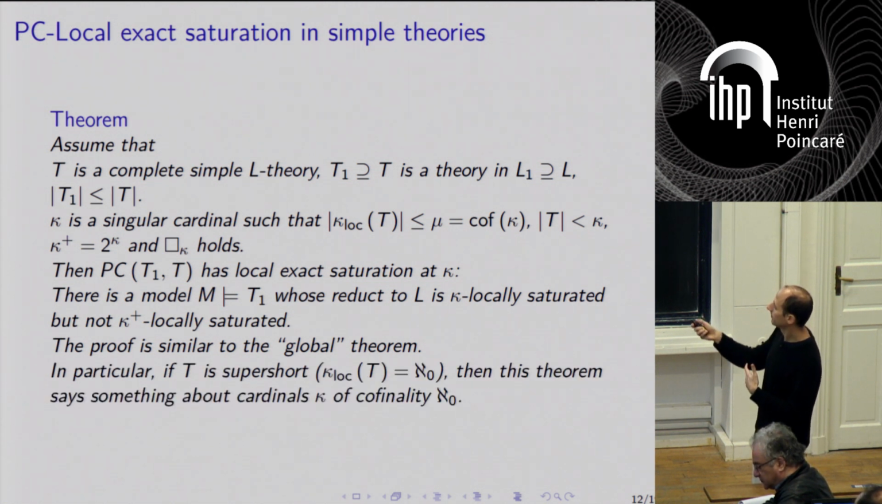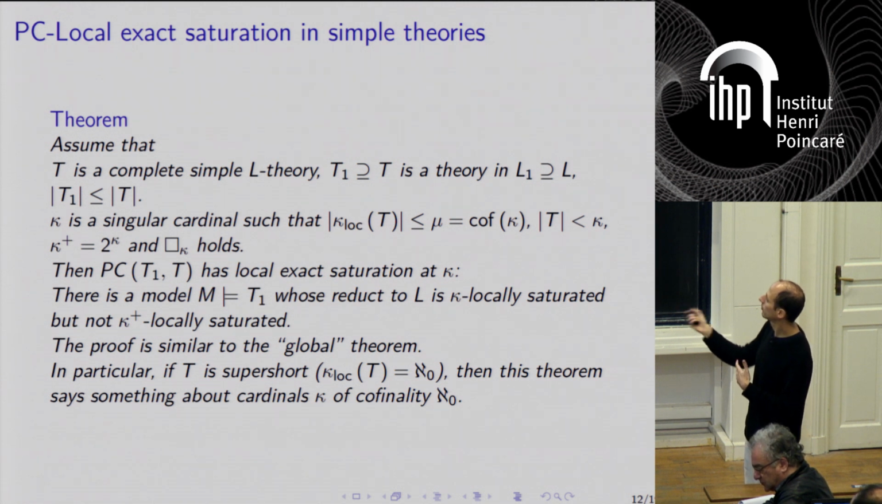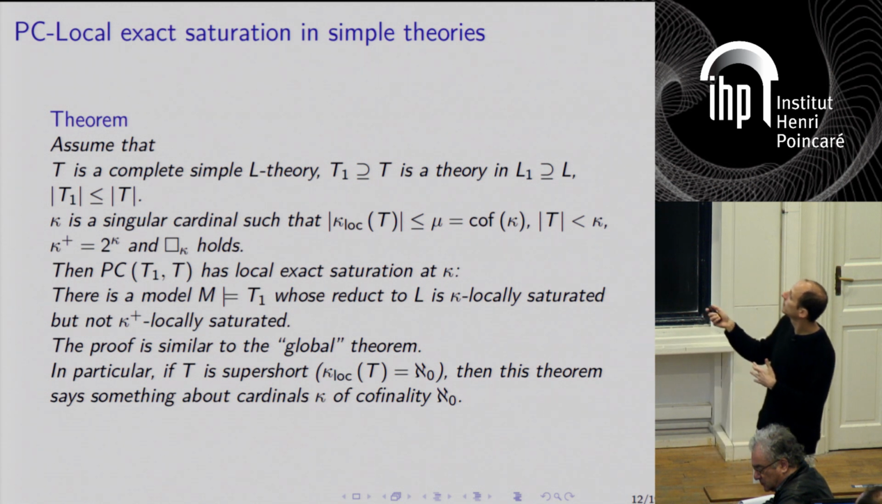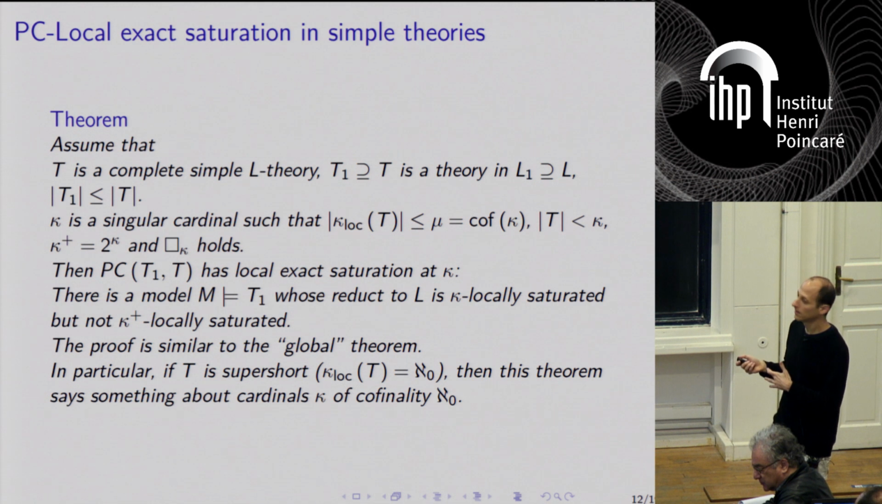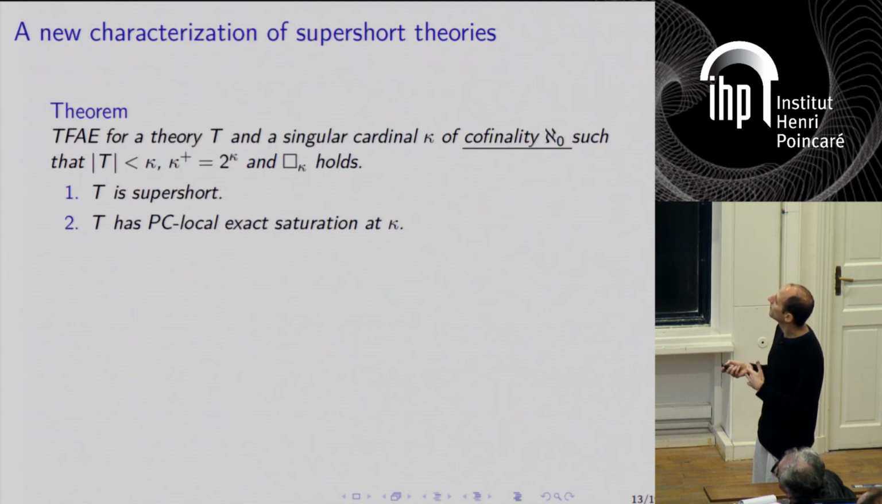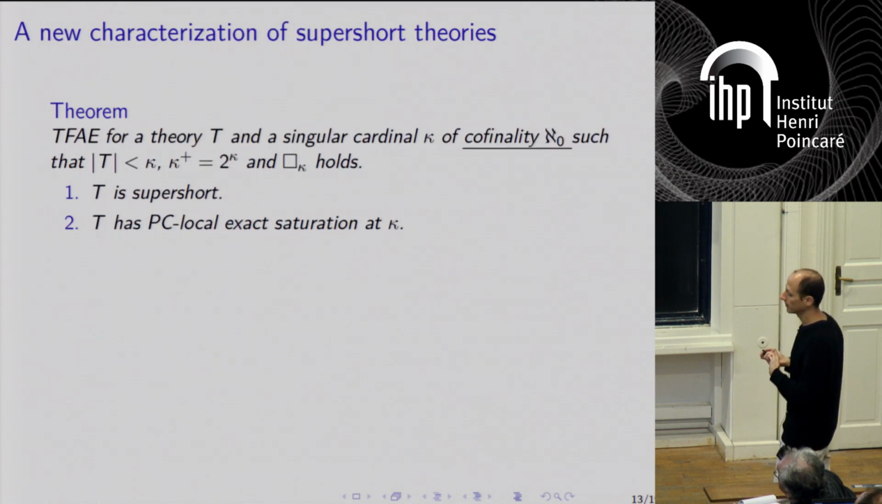So in particular, if T is super short, then this theorem says something about cardinals of cofinality Aleph0, right? Because one of the conditions here was mu is greater or equal than this. And if it's super short, then this is Aleph0. Okay. So actually, we have an equivalence.